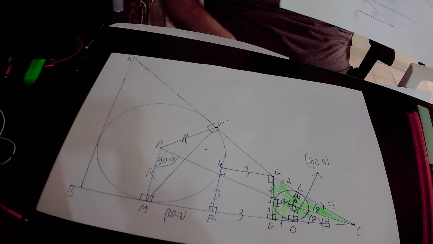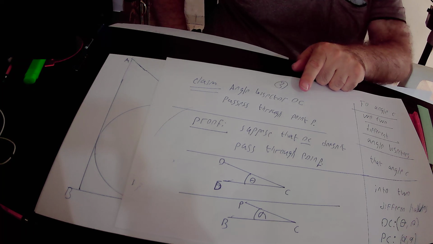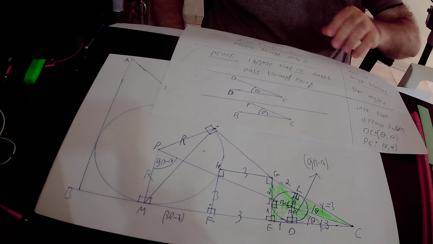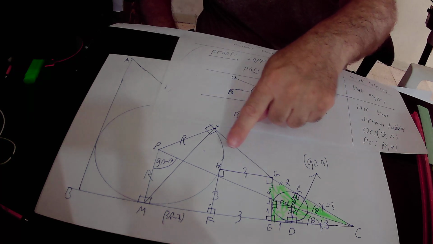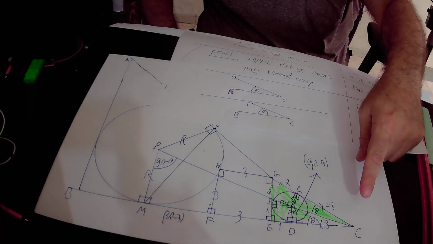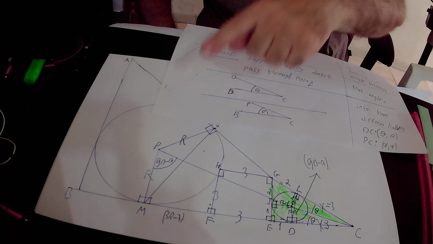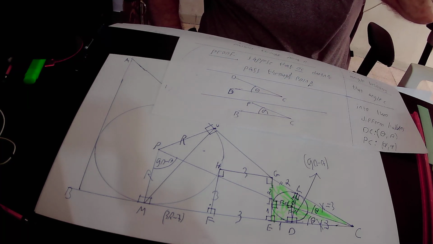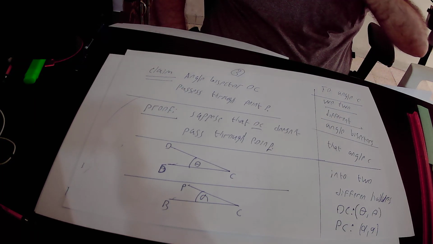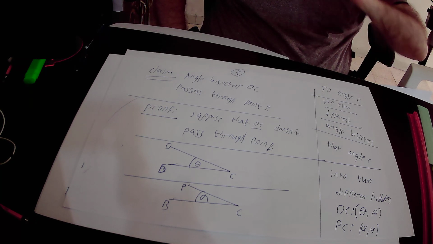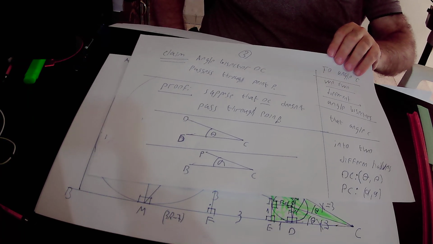Okay, so here we have the claim that angle bisector OC passes through point P. Angle bisector CO passes through point P. That is to say, C, O and P are one straight line, or the points C, O and P are all located on the same straight line. Okay, this is our claim, and we prove our claim by contradiction.